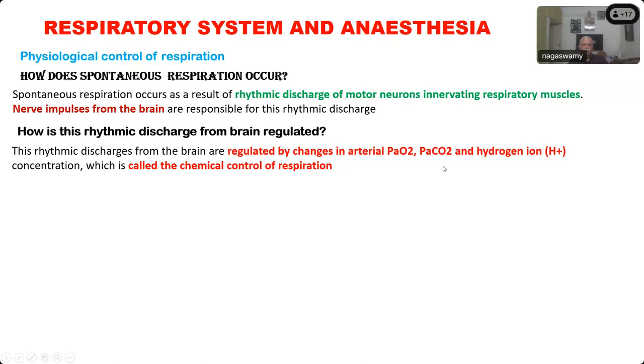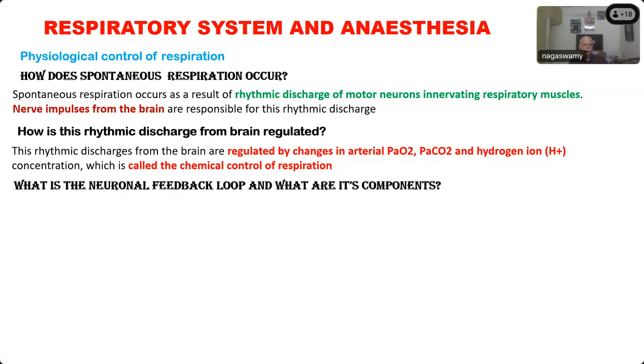How is hydrogen ion produced from carbon dioxide? The majority of it combines with water to form a weak acid called carbonic acid. This carbonic acid is immediately broken down into hydrogen ion and bicarbonate ion by an enzyme called carbonic anhydrase. And again, the same reaction will be reverted back to make it a gas, and then at the lung level it will be eliminated. So these three things are very, very important for this rhythmic discharge.